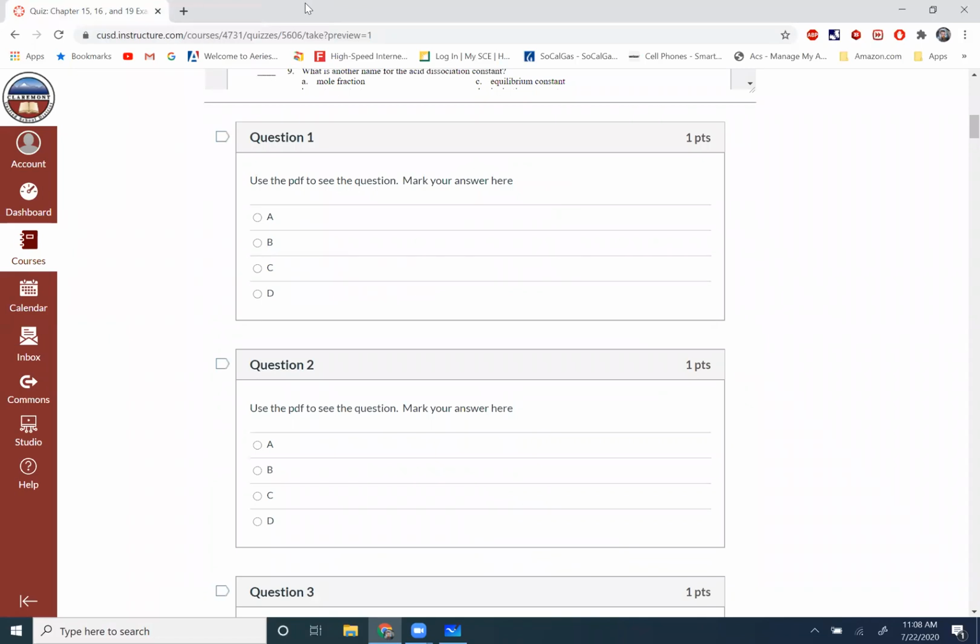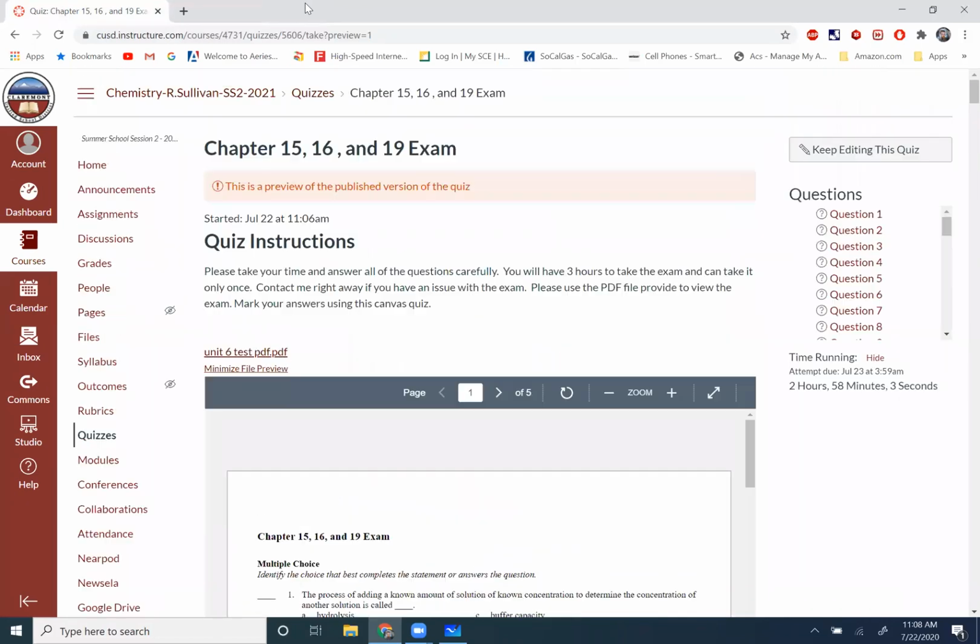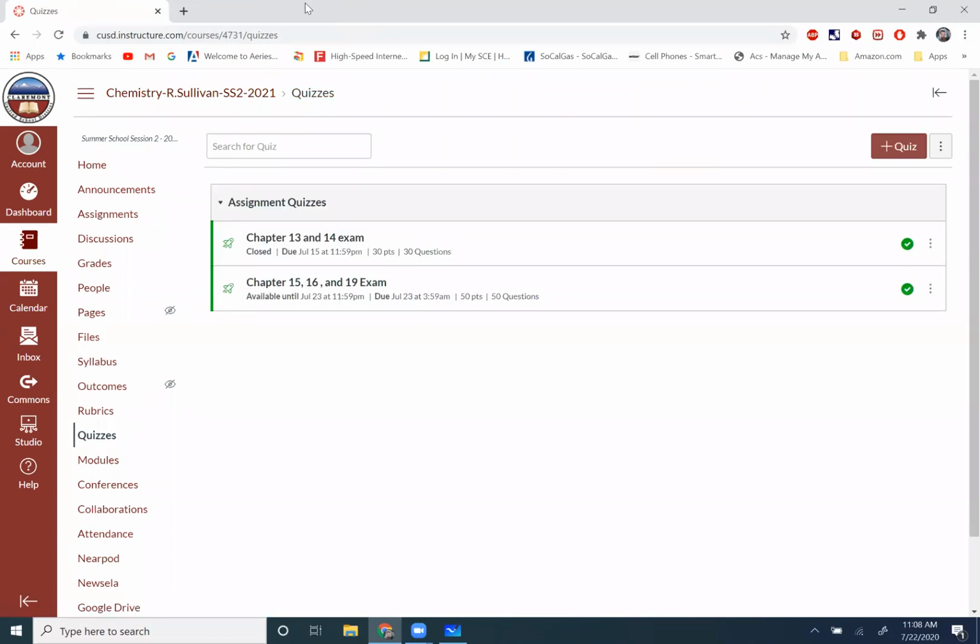A little different than last time, but not really. Same thing, just mark A, B, C, or D. The people who have taken it so far have done fine. They figured it out.